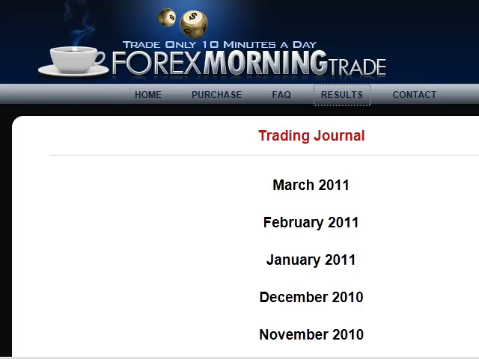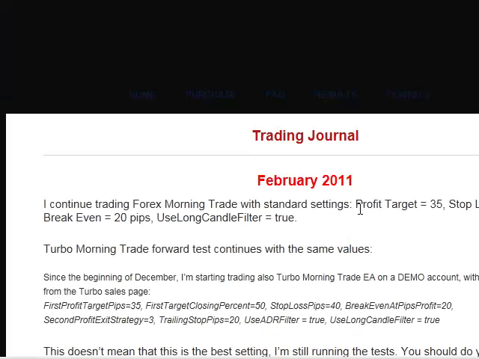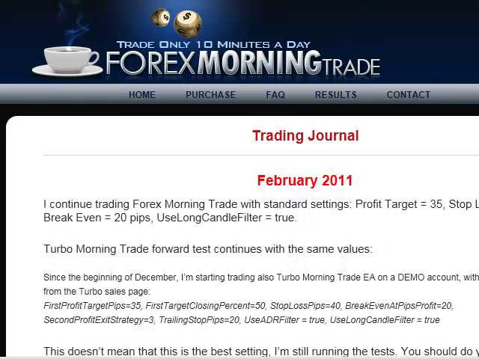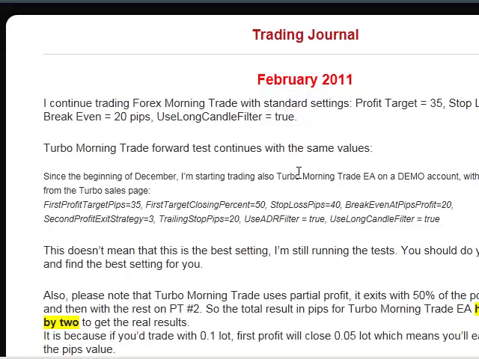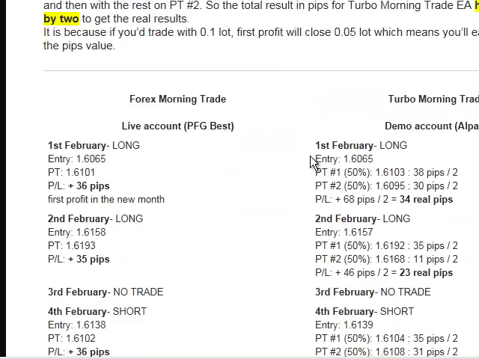ForexMorningTradeReviewed.com, and I'm going to show you some of the results we've been getting over the last couple months. I'd show you March, except we're only in the middle of the month, so I'm going to go to February. This is the trading journal. The author posts all his picks here, and let's just go through them.